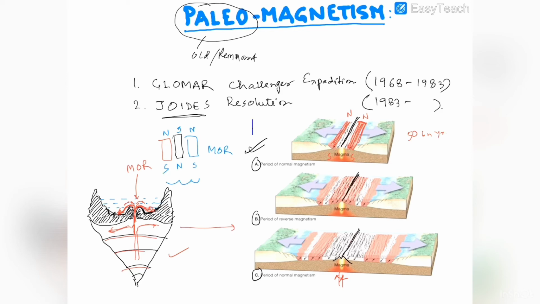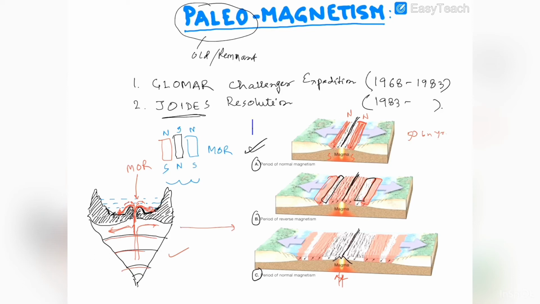Now in the next diagram you see that this red portion has moved to this place, and in between there is a white magmatic layer denoted by this one.